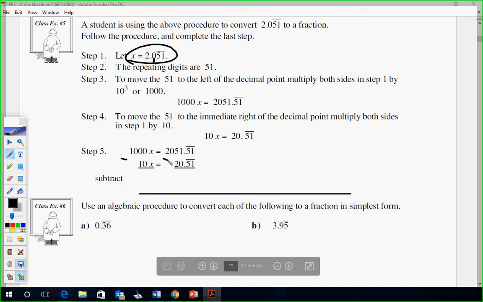Okay, we'll do a couple of examples here, but so this is gone. Then 1 minus 0 is 1, 5 minus 2 is 3. See, it's a whole number. It's nice. There's no more repeating things. 1,000 minus 10 is 990. And then we just divide. And so you get x equals 2,031 over 990. This reduces as a fraction to 677 over 330. Okay, let me pause there for a second.